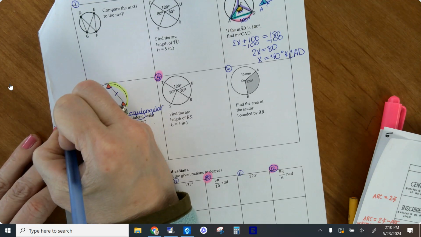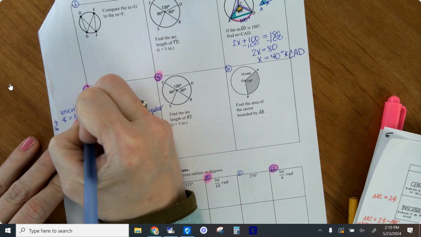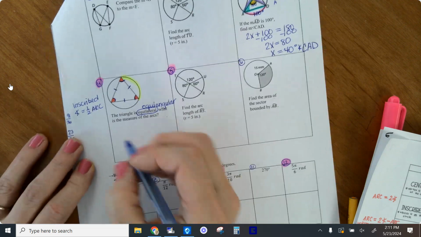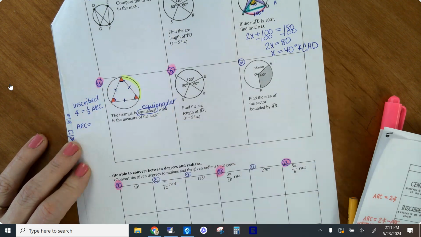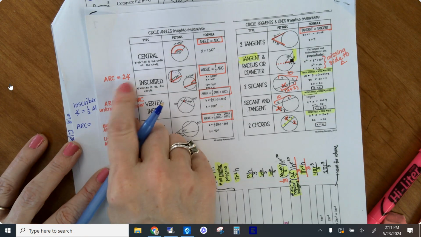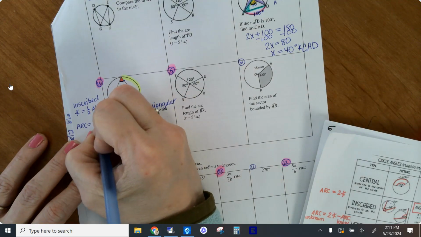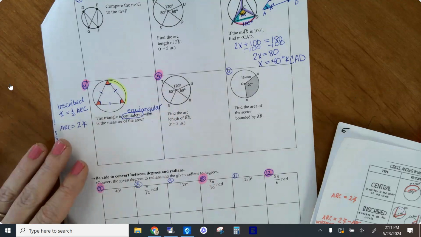And we know that the inscribed angle is half of the arc. But we're not asked for the angle. We're asked for the arc. What do we know about the arc? We wrote it down yesterday. What do we know about the arc? It's 2 times the angle. So I'm just going to write this down over here. Now let's get back to the triangle.